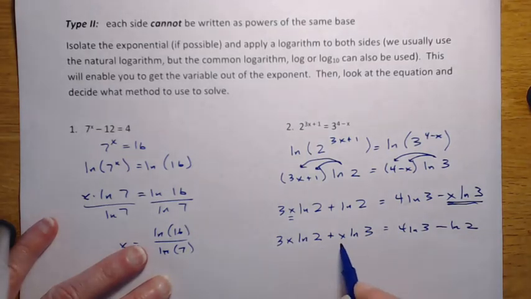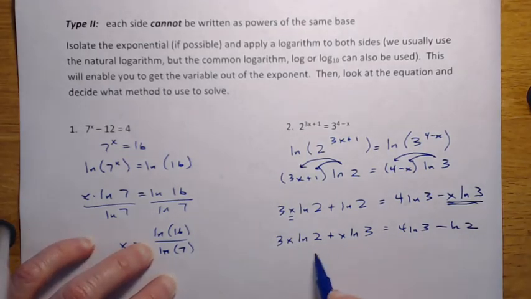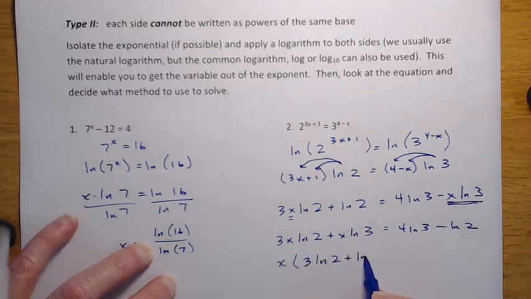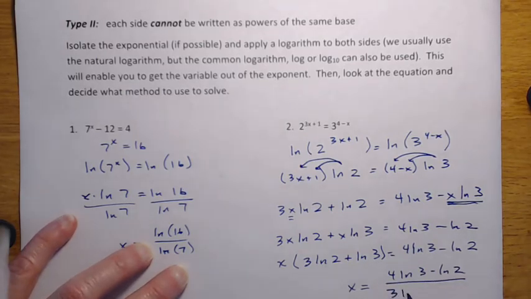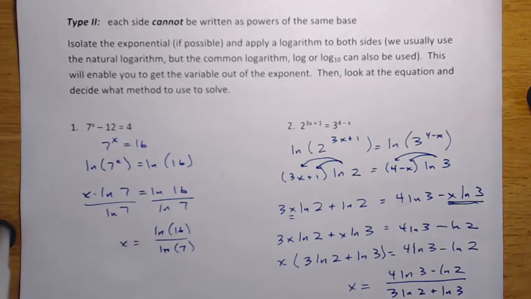Now normally if these are like terms, we can't really add them, so we just factor out the x. So x times (3 ln of 2 plus ln of 3) equals 4 ln of 3 minus ln of 2, and then divide by this coefficient. So you get x equals 4 ln of 3 minus ln of 2 all over 3 ln of 2 plus ln of 3. It's not as nice an answer, but it's just a linear equation. We divide by that coefficient, x is by itself, and we're in good shape.